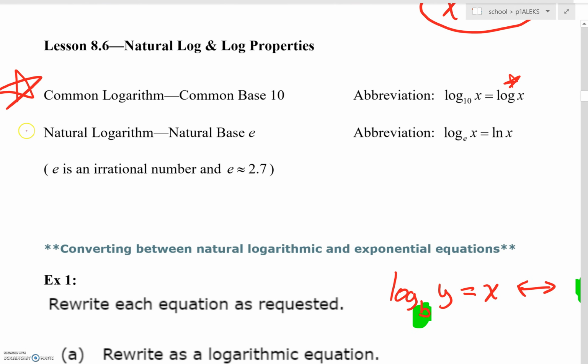Likewise, there's also the natural log. That's base e. E is about 2.7. So this log base e can be written in a different way. Rather than writing log base e, we write ln of x.